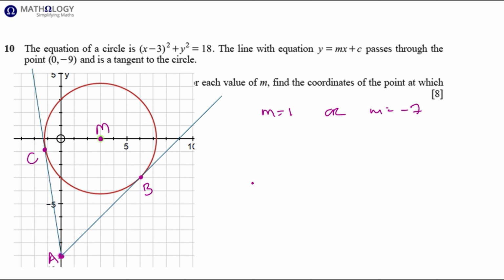That means that the equations of these tangents, tangent AB will be y equals x minus 9, and for tangent AC, the equation will be y equals minus 7x minus 9.